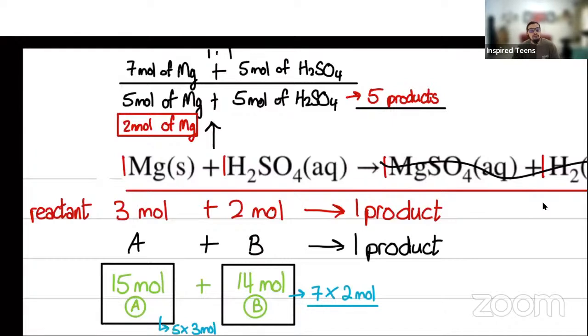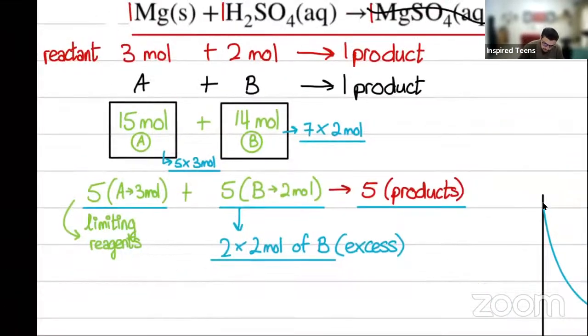So because you have 5 moles of H2SO4, it can only react with 5 moles of Mg. That would leave us with an extra amount of 2 moles of Mg at the end of the reaction. And we can only form 5 products. If we had an extra 2 moles of H2SO4, we would be able to form 7 products. Okay, this is with a 1-to-1 ratio, and this is with a 3-to-2 ratio.